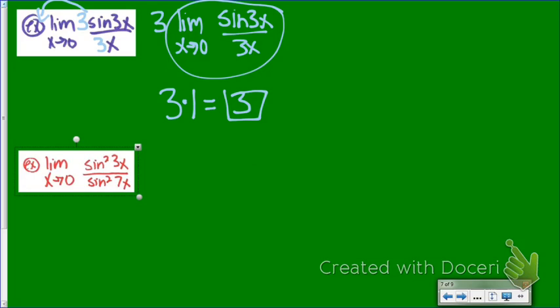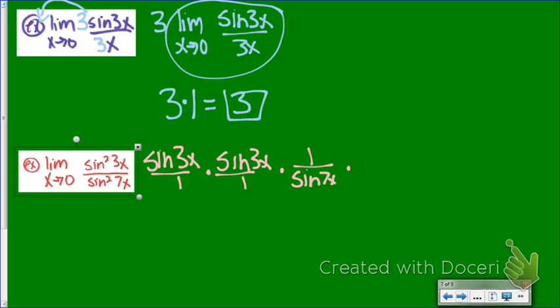So on this one, I'm just going to rewrite this a different way. Sine squared 3x, like we said, is the sine of 3x over 1 times the sine of 3x over 1. And then I also have 1 over the sine of 7x and 1 over the sine of 7x.